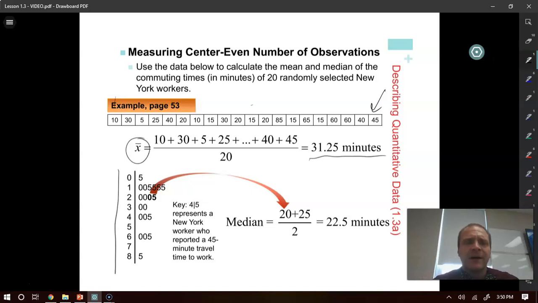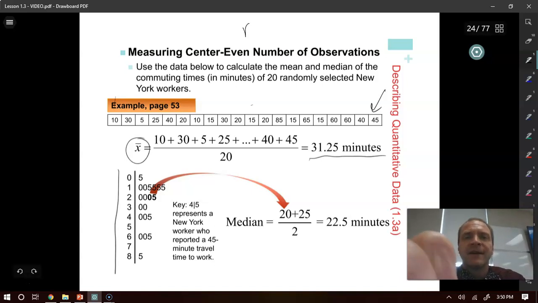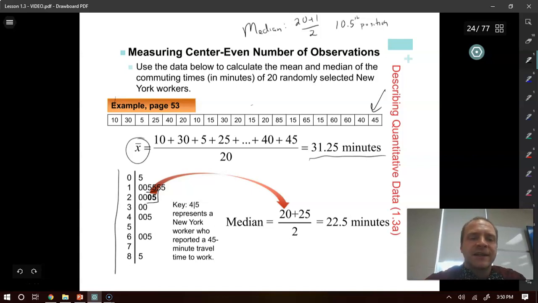In this case, we'll look at the median position. I have 20 observations. I'm going to add 1 and divide by 2: 21 divided by 2 is the 10.5th position. So that's why we looked at the values in between these.